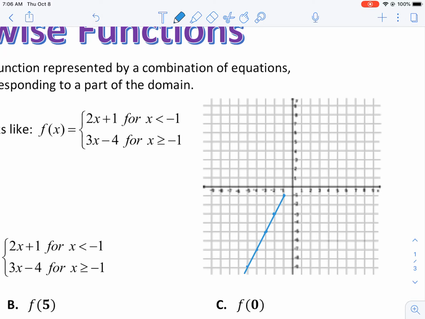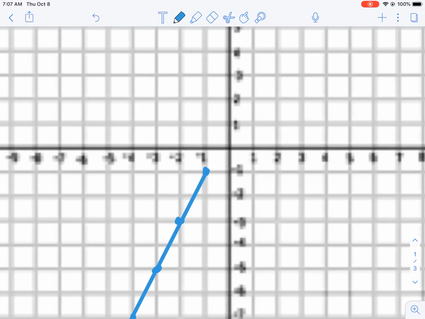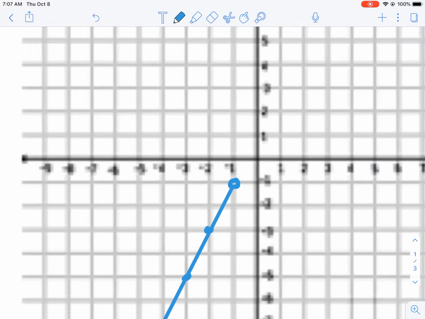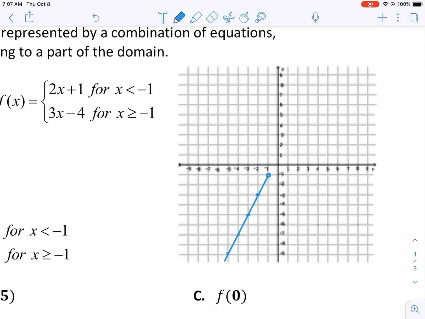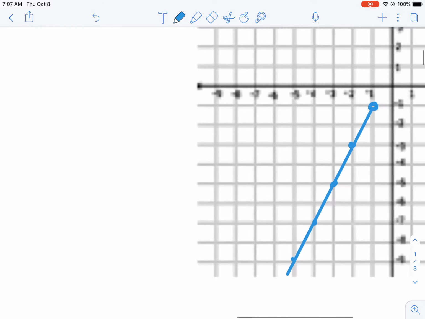And then it switches, all right, to 3x minus 4. Now, you need to pay attention to where the line is underneath in the symbol, okay? So I actually didn't do a good job here on the end. It does not include -1 in this function, right? So when it stops on this side, we want it to be an open dot, okay? Because we're not including -1 on that part of the function. We're including -1 with the 3x minus 4 part of the function.